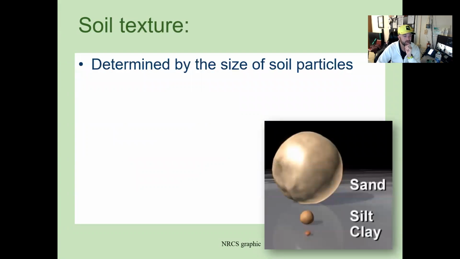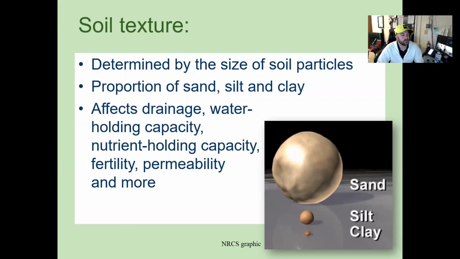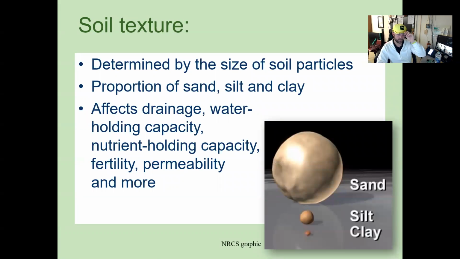Soil texture is determined by the size of soil particles, the proportion of sand, silt, and clay. It affects drainage, water holding capacity, nutrient holding capacity, fertility, permeability, and more. And the graphic here on the right shows the size of various soil particles, with sand being your largest, down to silt, and clay being your smallest.